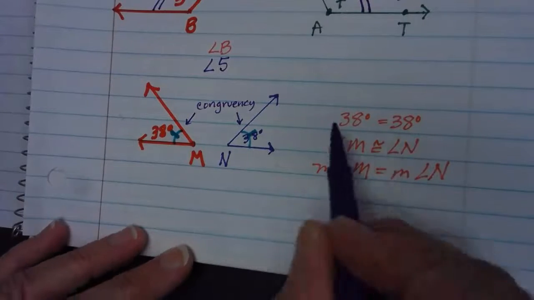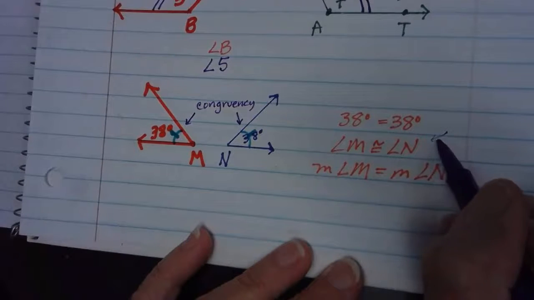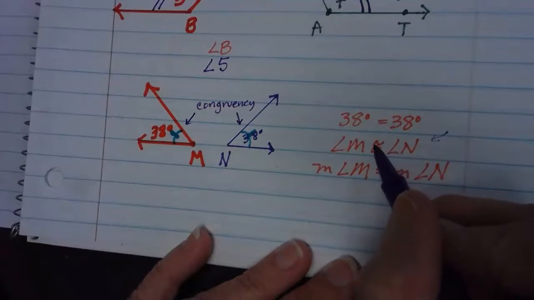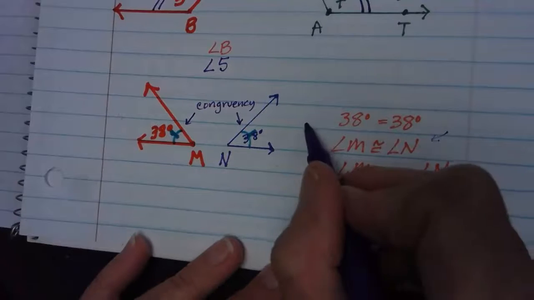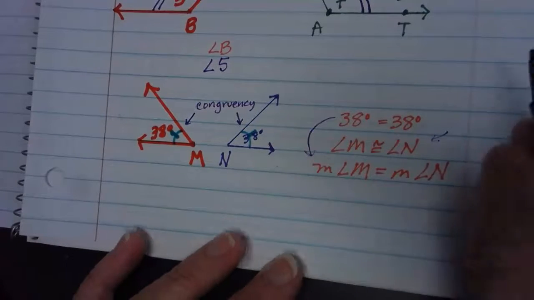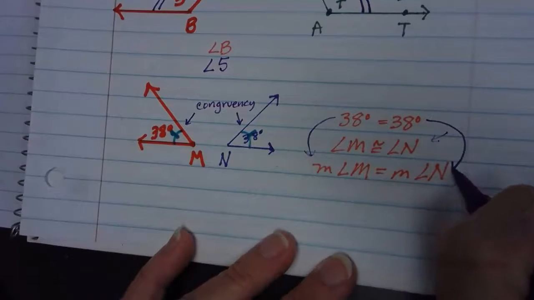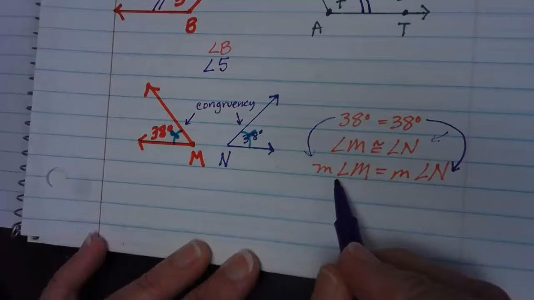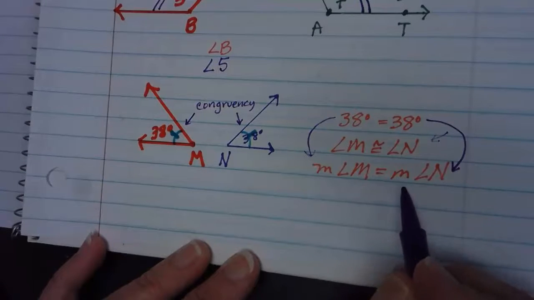The pictures of angle M and angle N are the exact same size, so I use the congruency symbol, the equal with the wave. But if I'm talking about those 38-degree measures, then I'm saying the measure, little m italicized means measure, the measure of angle M equals the measure of angle N.